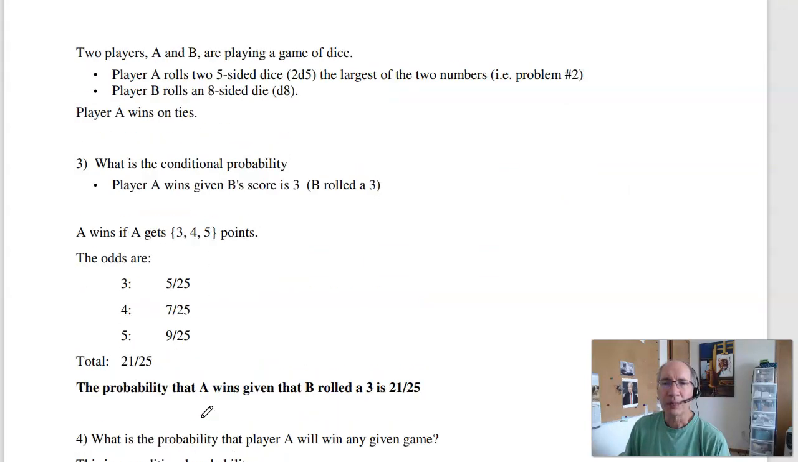Problem 3 is two players are playing a game of dice. Player A rolls two 5-sided dice and takes the larger of the two numbers, as in problem number 2. Player B rolls an 8-sided die. Player A wins on ties. What is the conditional probability that A wins, given that B's score is a 3? Since A wins on ties, A wins if A gets a 3, 4, or 5. From before, the odds are 5, 7, and 9 out of 25. Add them all up: the probability that A wins is 21 out of 25, given that B rolled a 3.